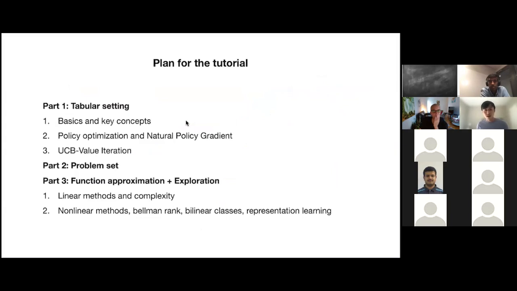Okay, so the plan for the tutorial, first part, as I said, we're going to focus on the tabular setting, basic concepts of Markov decision process, then the policy optimization approach, and then an exploration algorithm. And then we're going to move to recitation, and we're going to talk about the proofs for the policy gradient approach and the UCBVI algorithm, the exploration algorithm. And then finally, we'll talk about recent advancements in terms of trying to solve the 3 points in the previous slides in one shot.